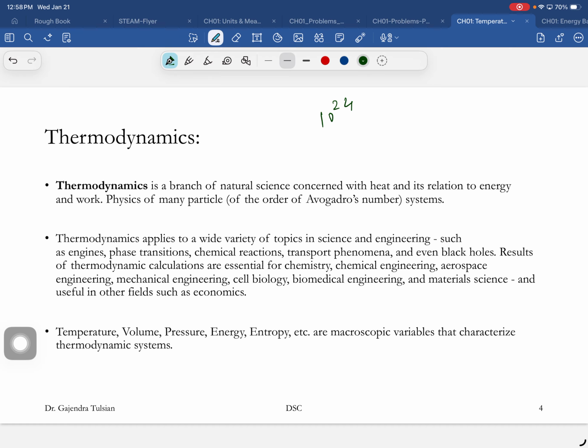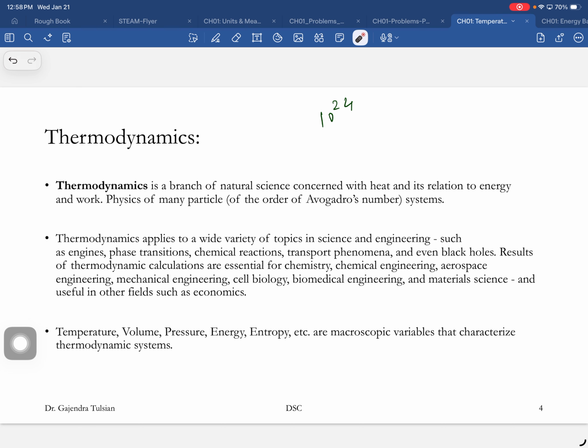So a thermodynamic system is a system which contains a lot of particles. Can you give me an example of a thermodynamic system? The table, the gas in this room, you are a thermodynamic system.